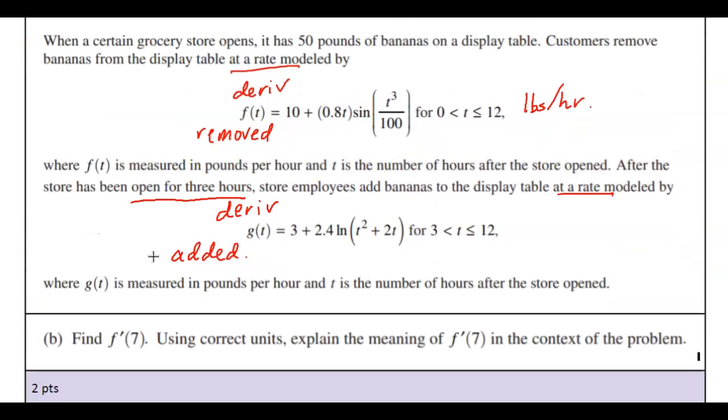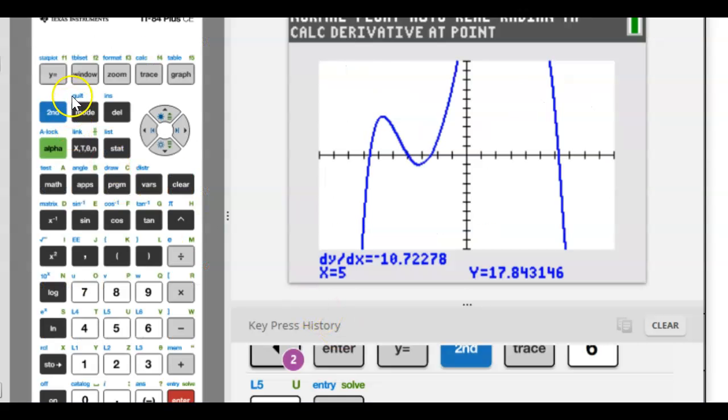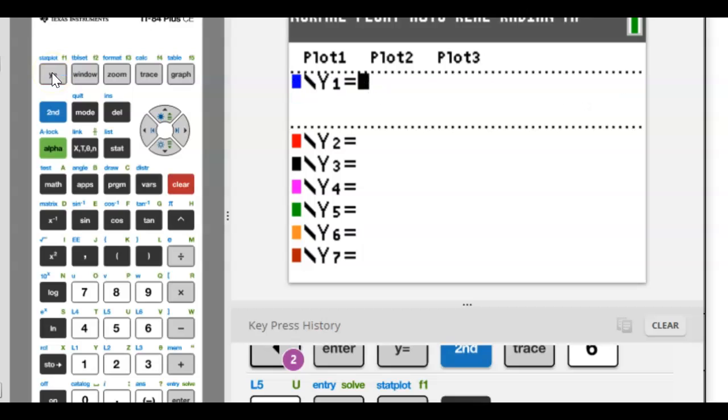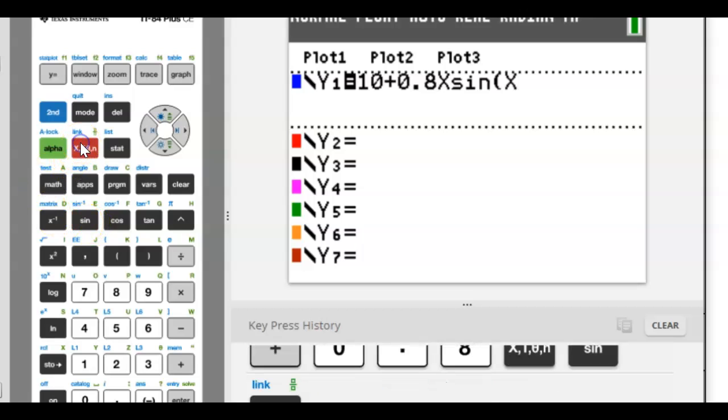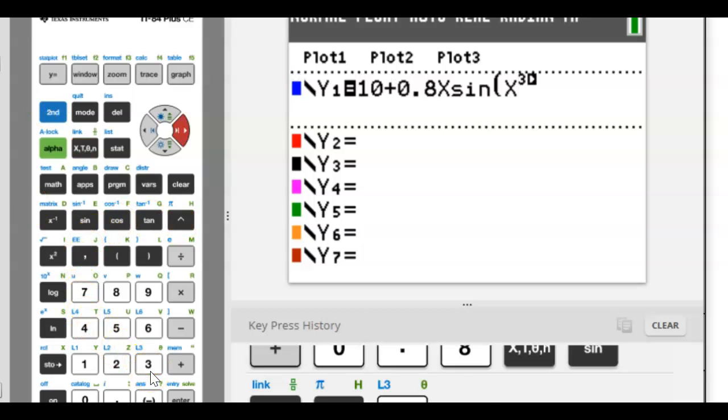So we can once again go ahead and use our calculator. You don't have to do this derivative by hand. So we're going to clear that out, and we're going to type in f. So 10 plus 0.8 x, and then sine x to the third divided by 100.